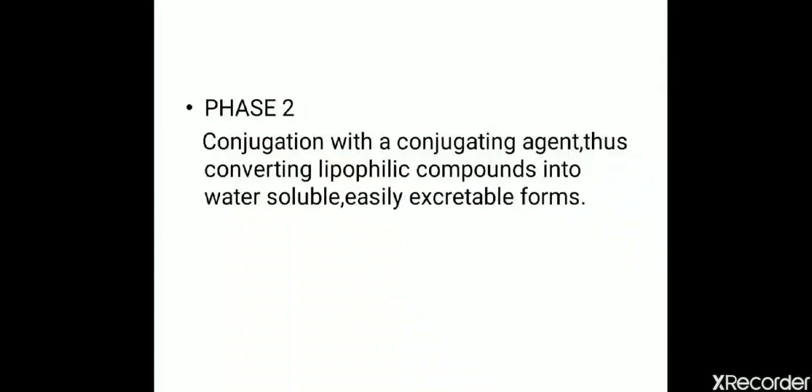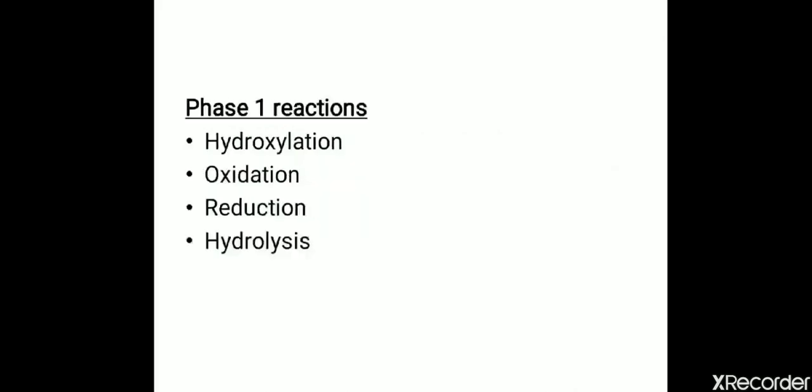Coming to the reactions which take place in phase 1 and phase 2. In phase 1, these are the different types of reaction. The major type of reaction is hydroxylation. Other reactions are oxidation, reduction, and hydrolysis. So these are the different types of reaction that take place in phase 1 metabolism. Phase 1 metabolism is an important short answer question for your university exam. So if the question is phase 1 metabolism, you have to mention hydroxylation, oxidation, reduction, and hydrolysis reactions with examples. So let's see in detail.